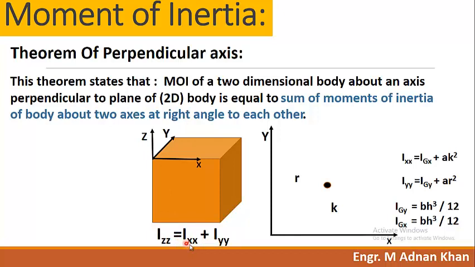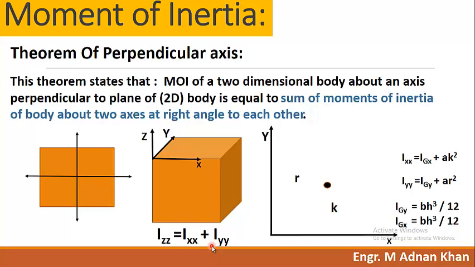Now what is Ixx and Iyy? That I have explained in my previous video, that was the Theorem of Parallel Axis. That's why I asked you to watch that video first. Now this is the moment of inertia about the centroidal axis, that is Igx and Igy. That is the moment of inertia about the centroidal axis whose values are known to us and predefined for geometrical figures.